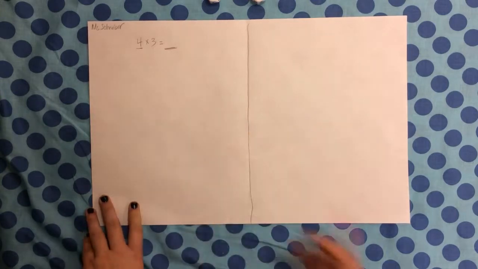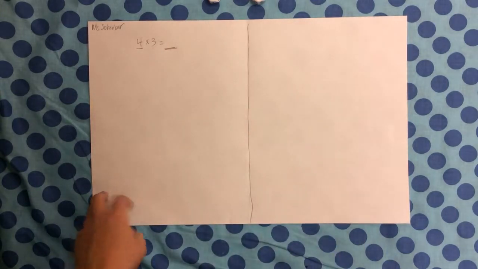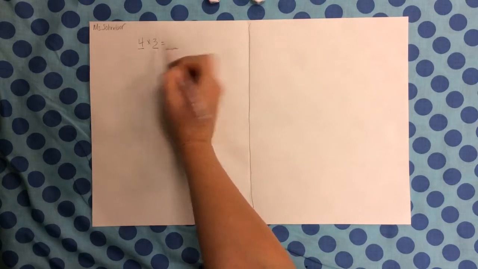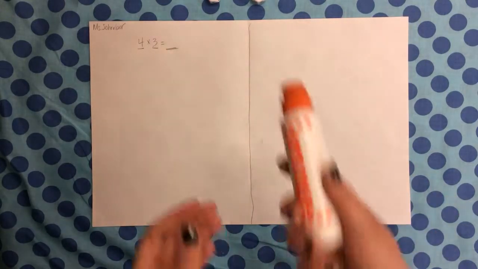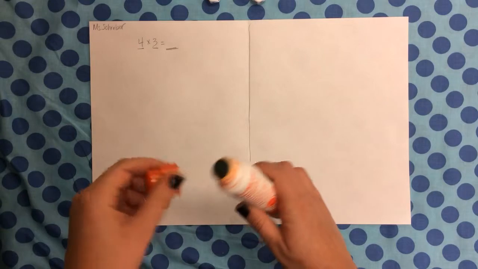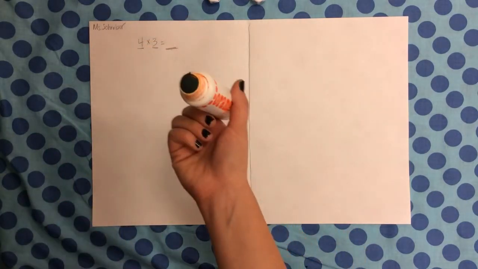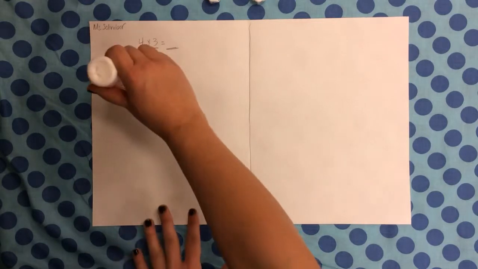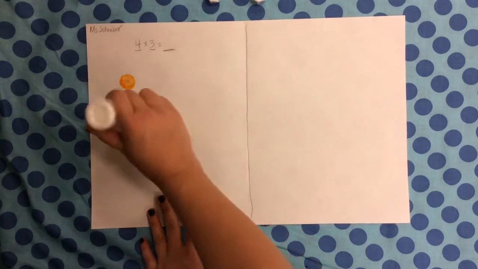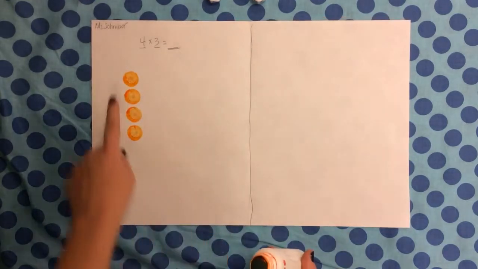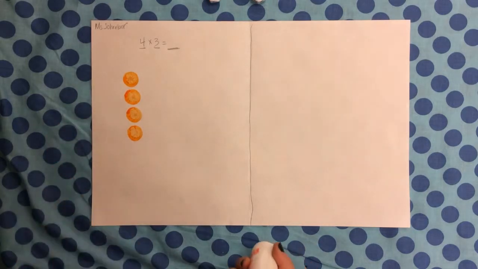The 4 tells us how many rows we're going to make, and the 3 is how many are in each row. You're going to take your dot marker and just take the lid off, put it to the side, and I'm going to do 4 rows. I'm just going to do the first one in each row to mark it. So I have 1, 2, 3, 4. Those are the starting points of my first row.